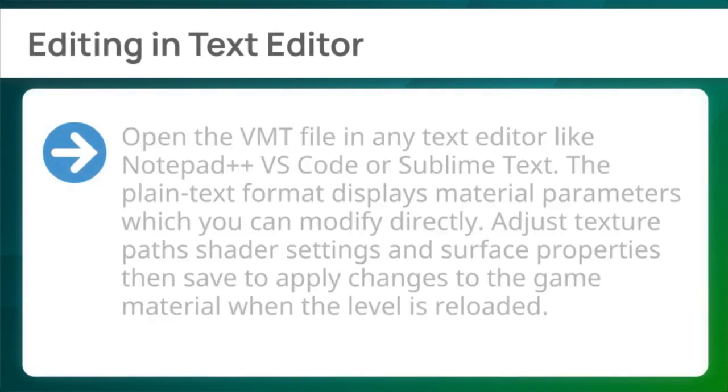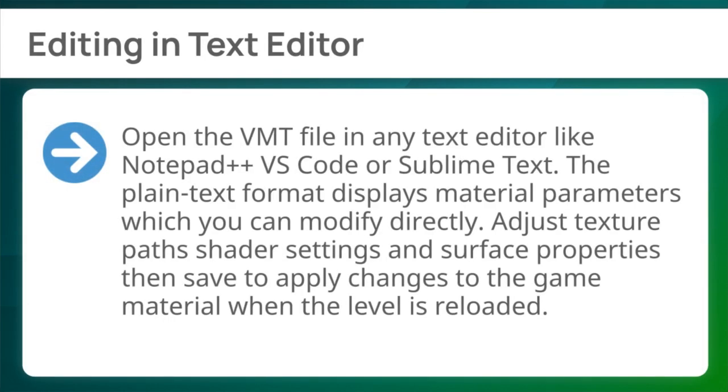First, editing in a text editor. Open the VMT file in any text editor like Notepad++, VS Code, or Sublime Text. The plain text format displays material parameters which you can modify directly. Adjust texture paths, shader settings, and surface properties. Then save to apply changes to the game material when the level is reloaded.